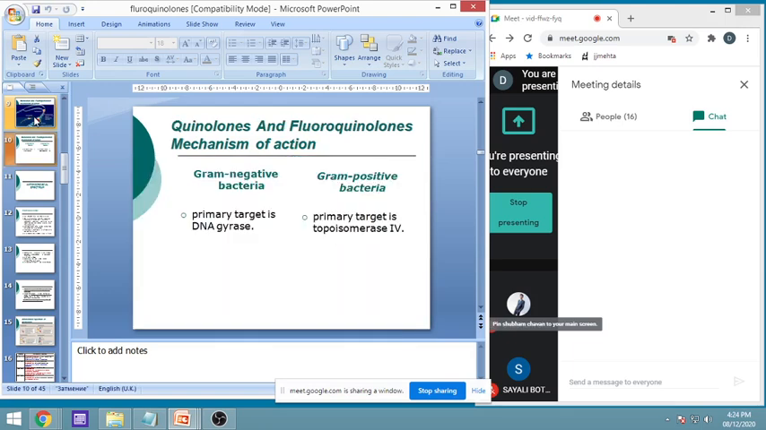These act on gram positive and gram negative bacteria. Both are targets, but in gram negative bacteria the primary target is the DNA gyrase enzyme, while in gram positive bacteria the primary target is the topoisomerase 4 enzyme.